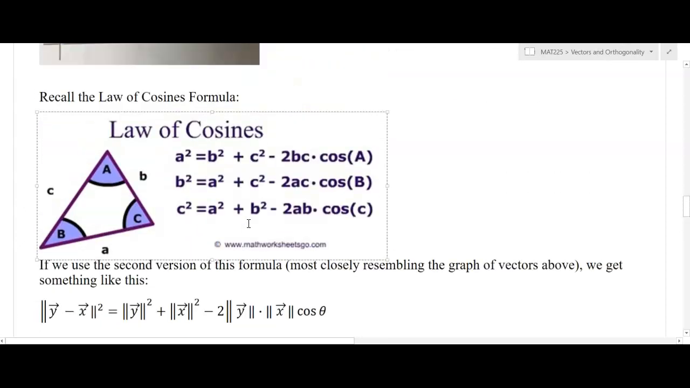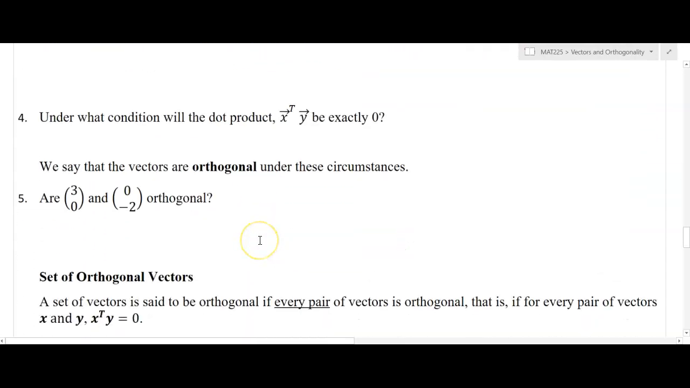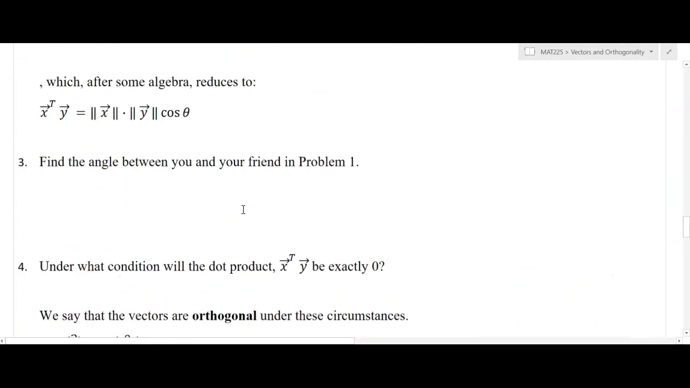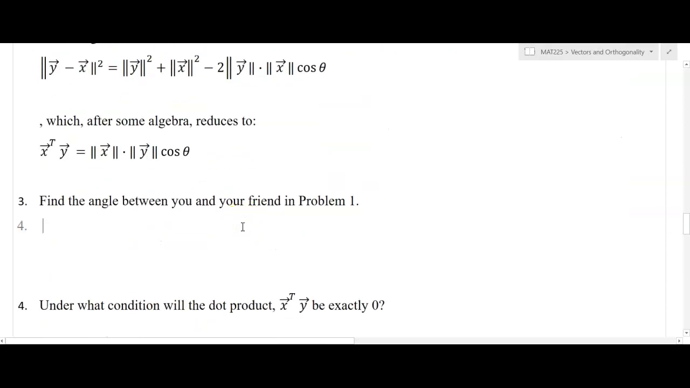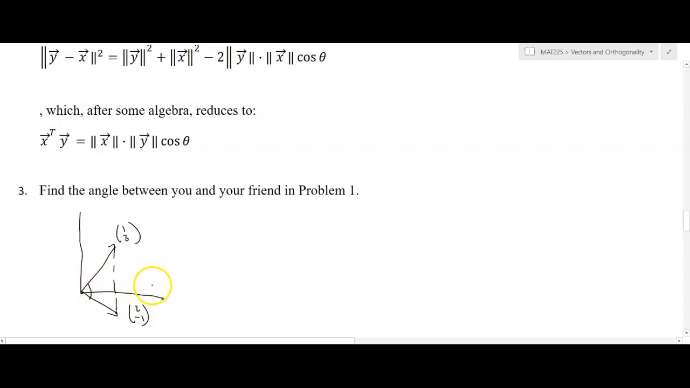So let's say we actually wanted to find the angle between us and our friend back here in the example, 1, 3, and 2, negative 1. To find that angle, we have to identify one of these vectors as x and one of these vectors as y. So we had the 1, 3 vector, the 2, negative 1 vector, and what we wanted was this angle here. And so we created this non-right triangle. Let's call this our x vector right here. Let's call this our y vector right here. And to compute the angle, we have to take the transpose of x times y.